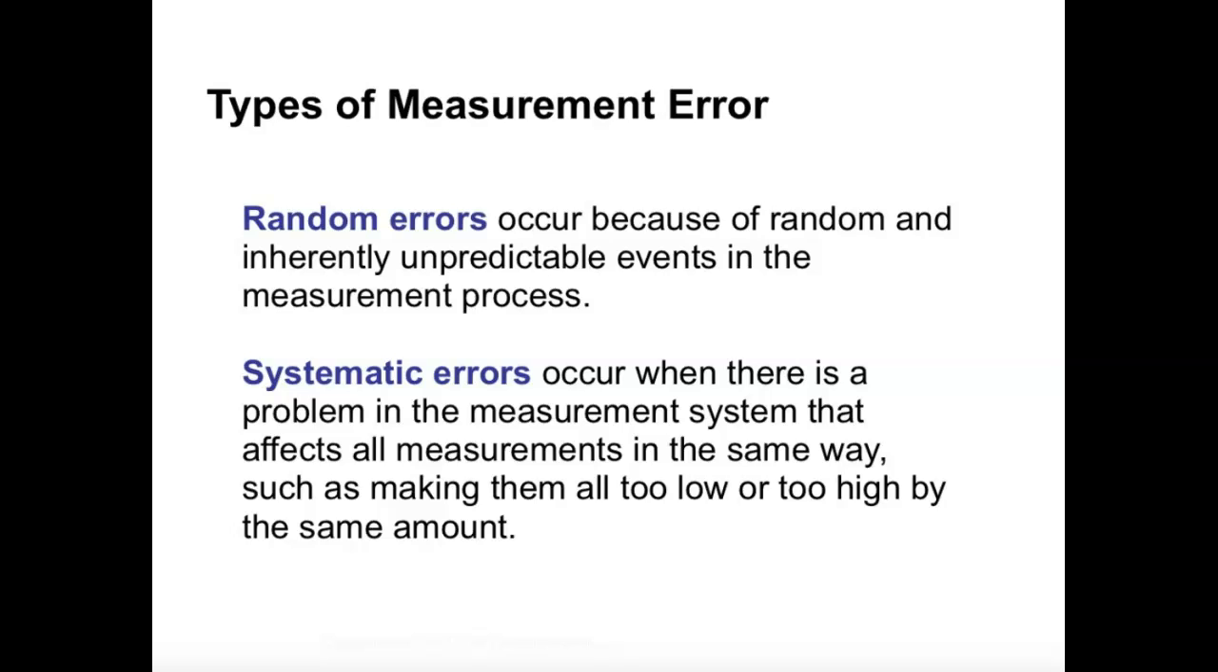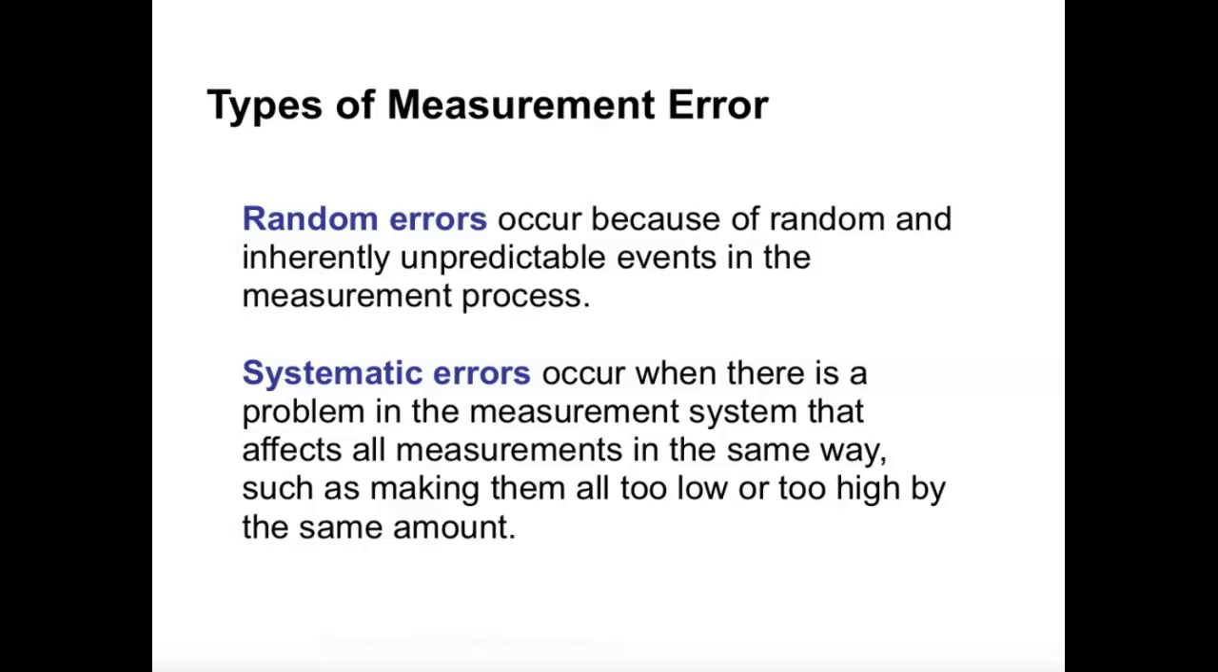All right, I'm going to give you a second to copy these down because these are definitions you need to know. There are two types of errors. There are random errors that occur because of random and unpredictable events in the measurement process. And then there are systematic errors where there's some problem with the measuring system itself, and so it's affecting all measurements in the same way.